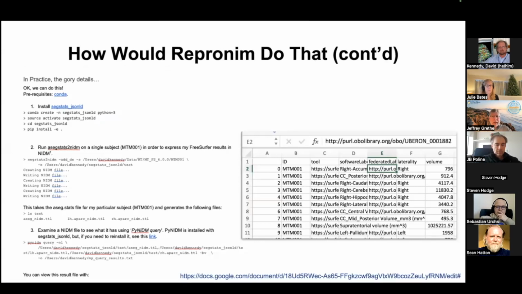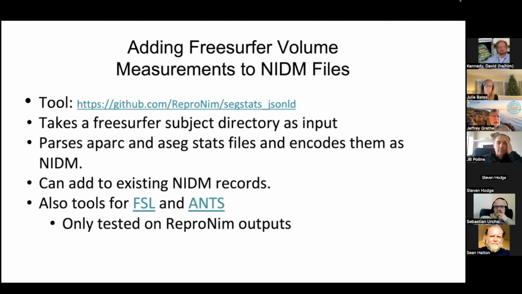Basically, the idea is that when you're running this tool, SegStats to NIDM, you're running this for each subject, and it pulls in the resultant information from FreeSurfer, and then bundles that up in terms of these triples and attaches it to the graph that already exists. Again, it takes the FreeSurfer subject directory as input and uses the information from the stats files generated and encodes them in NIDM.